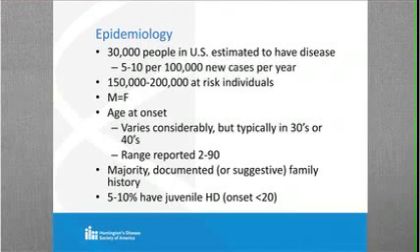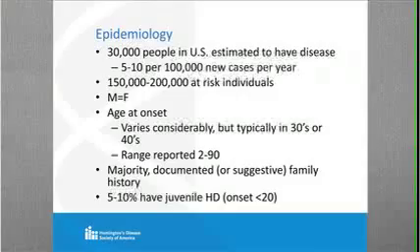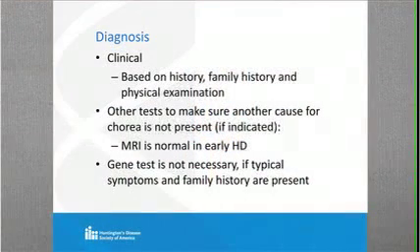The age that's reported can be as young as 2 and well into older ages, into the 90s. The majority have a documented or at least a suggestive family history. 5 to 10% are estimated to have juvenile onset, and this is defined as the onset of symptoms under the age of 20 years.